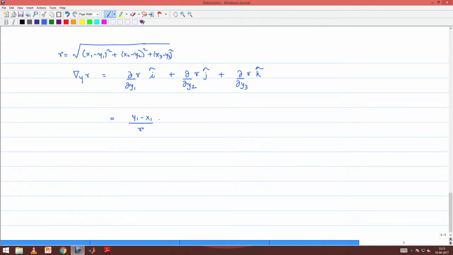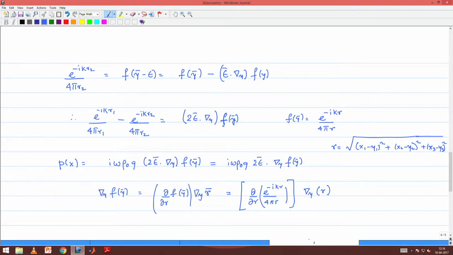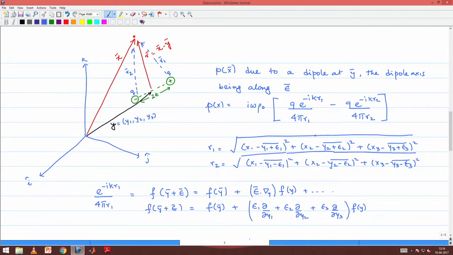So, this will be y1 minus x1 by r in the i direction, and similarly the second term will be y2 minus x2 by r in the j direction, and similarly y3 minus x3 by r in the k direction. But then the numerator is exactly minus r. What is r? r as a vector, if you look at this diagram, is x vector minus y vector.